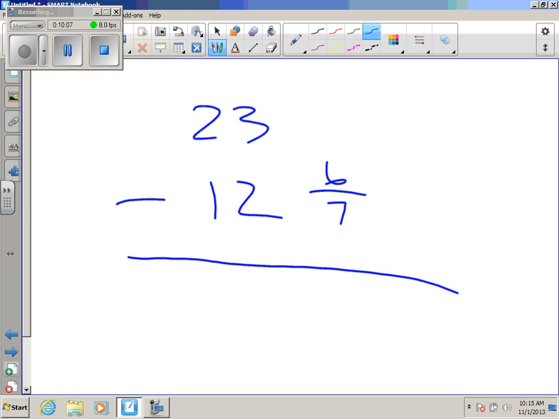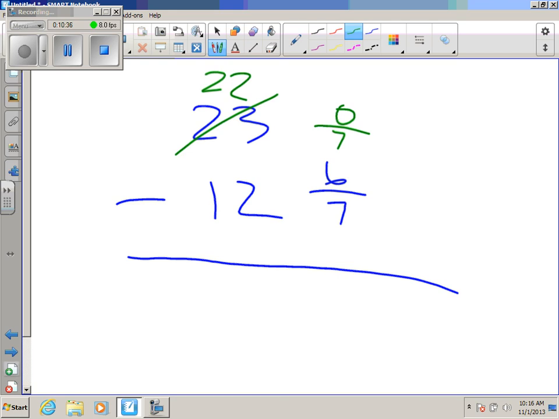23 minus 12 and 6/7. Problem here is I have a 6/7. I have to subtract the fraction column first. How many sevenths am I working with? How many sevenths do I currently have? I don't have any sevenths there. Can I take 6 away if I only have 0? So I need more.